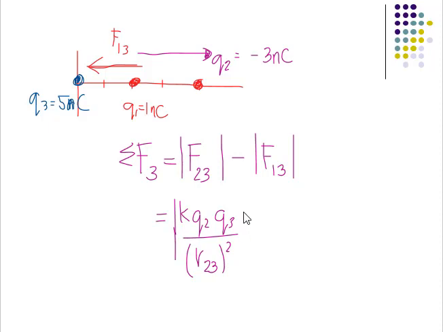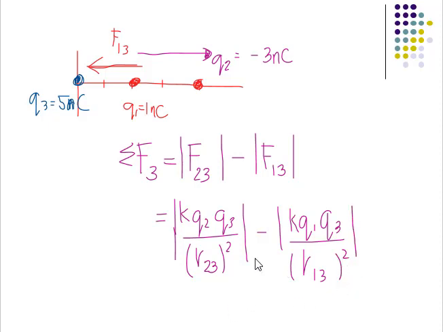Minus the absolute value of K, Q1, Q3, divided by the distance between 1 and 3, which is only 2 centimeters. So we have the distance between 1 and 3 squared. Now this is our working equation. Later on we just have to substitute the given. So let's continue in the next page.